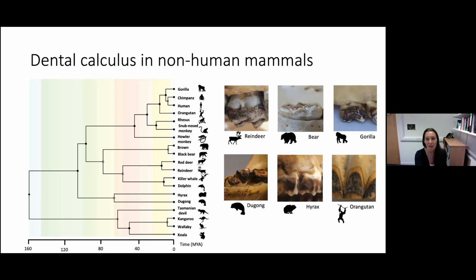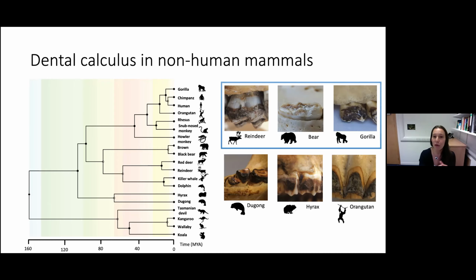So again, quite different from humans. And I think that is what has prevented the analysis of dental calculus in non-human mammals, just because it looks quite different. And today I'm going to focus on this upper row. So I'll talk a little bit about our work on dental calculus of these three species, because that's where we started doing this type of work.